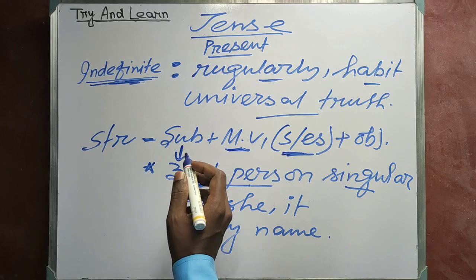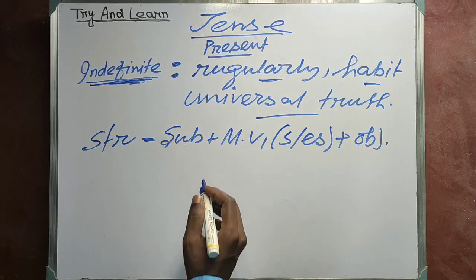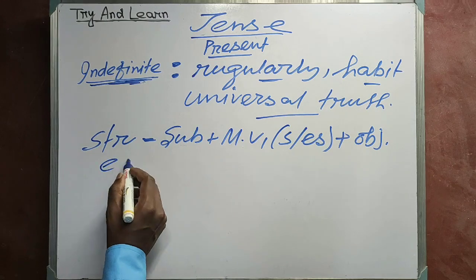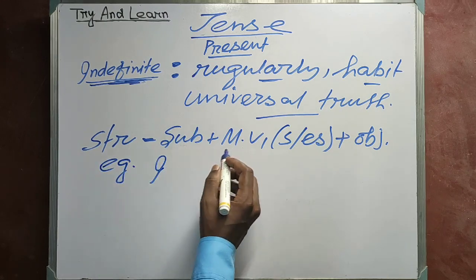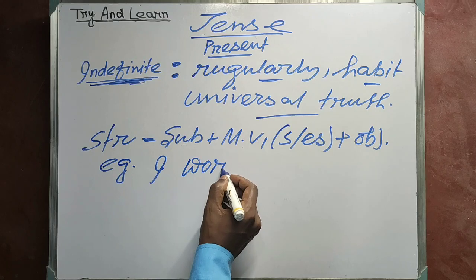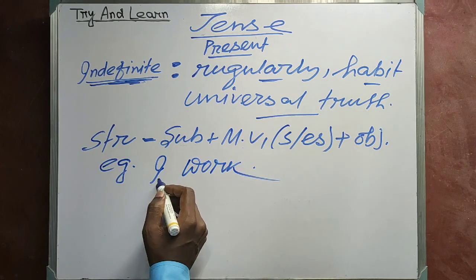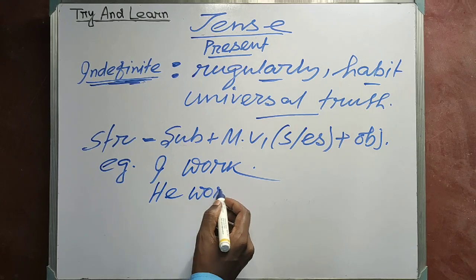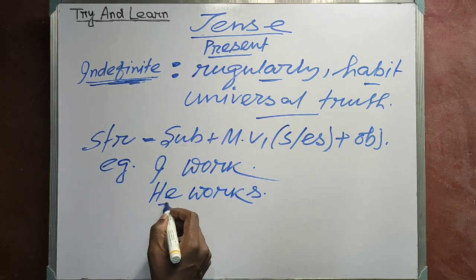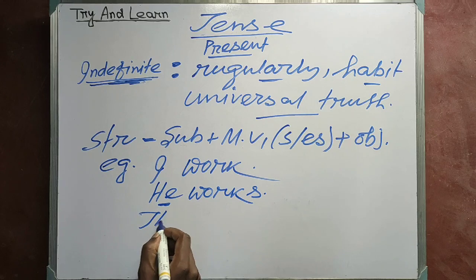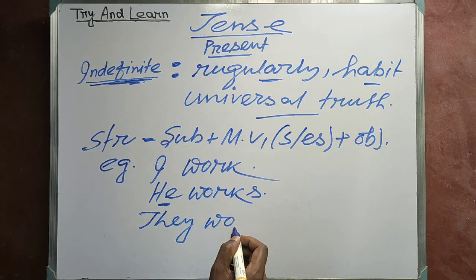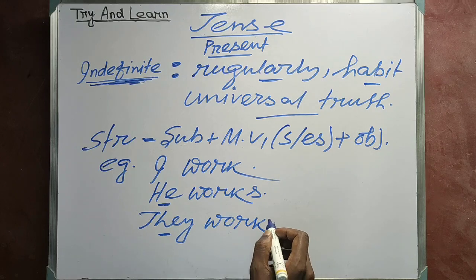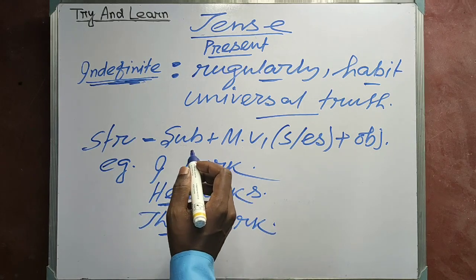Now let's see some examples. We'll use only one verb in every case. First example, I work. I is first person, that's why no s or es. He works, third person singular number. They work, third person but plural number, that's why only V1 form is used.